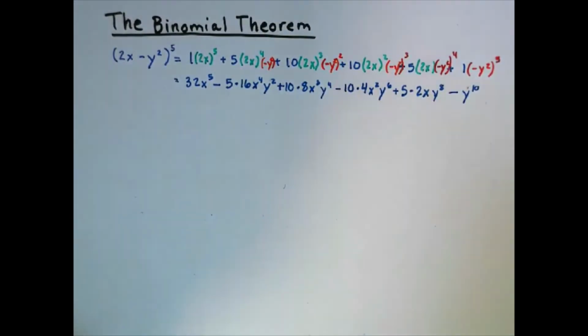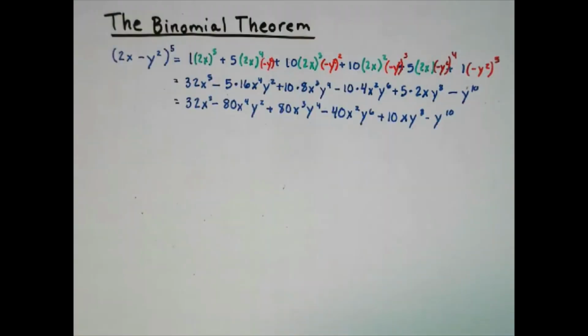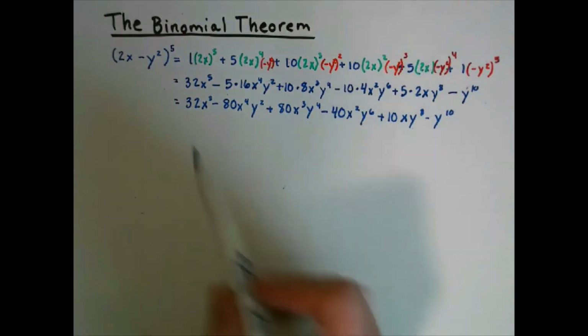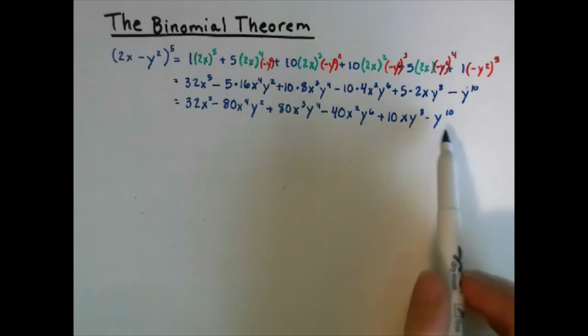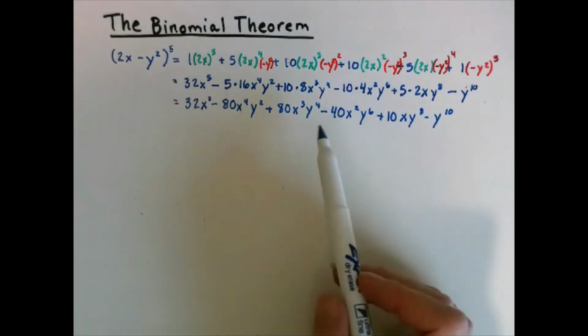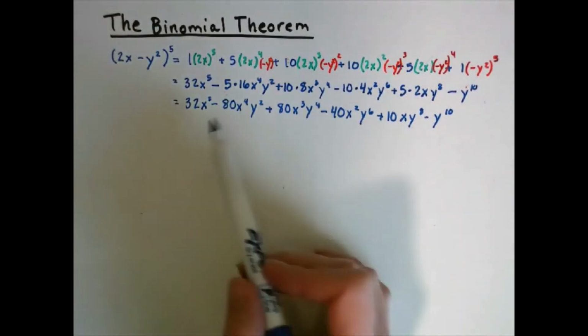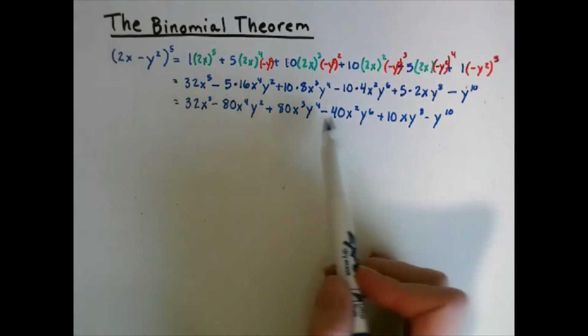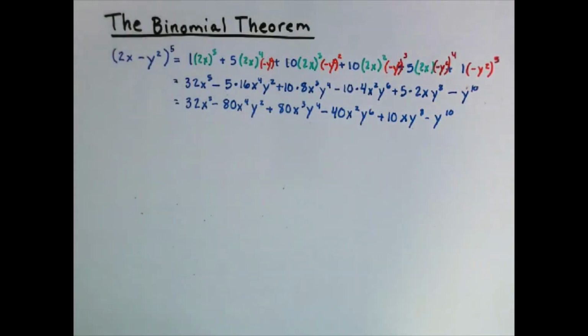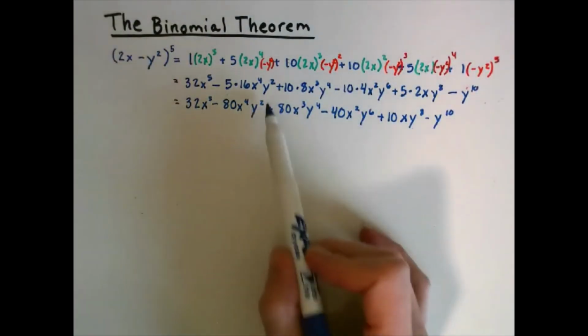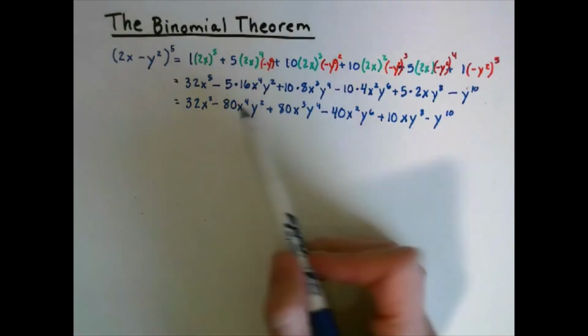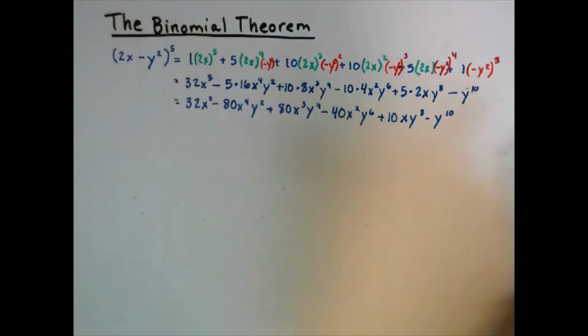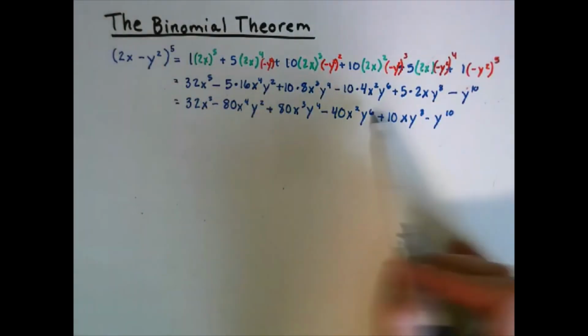So the last step is to multiply. So I'm going to pause it and do that. Okay, so there's our final result. So the coefficients no longer look like Pascal's triangle because of the 2. The terms are going to alternate because of the negative. And then the powers of y look different. So instead of 0, 1, 2, 3, 4, and so on, it's 2, 4, 6, 8, and 10.